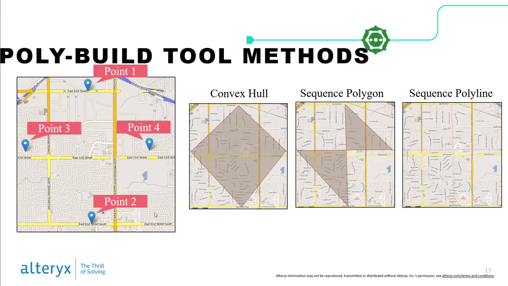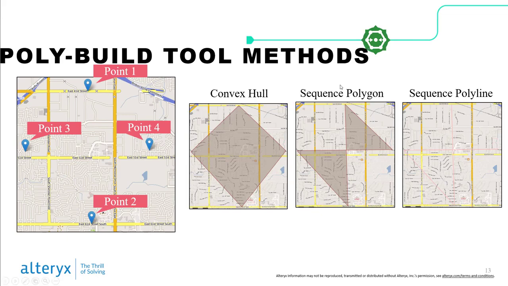Now, how does it actually draw it? So let's actually look at what that polybuild tool does. And again, this won't be inside of our workflow. It will be in the one that I upload if you want to observe that one. But let's say I have 4 different points, and this is my point 1, point 2, point 3, point 4, and I wanted to use this polybuild tool to build a shape. There are a couple different options.